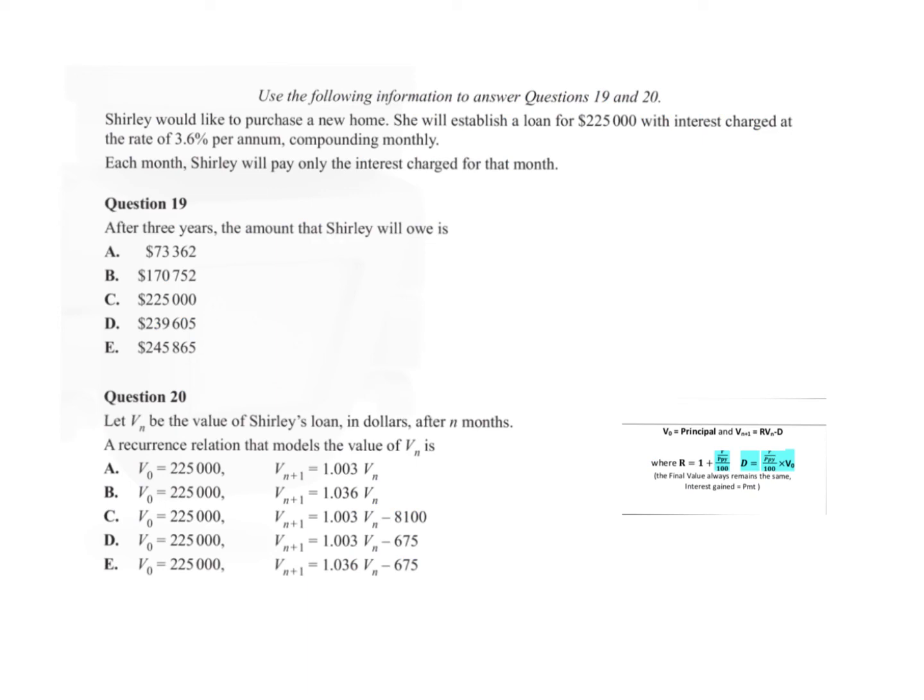Okay, so in this one, this is from the exam. So Shirley would like to purchase a new home. She establishes a loan for 225,000. So there's my PV, with an interest charged at 3.6. So you can either put the I or the R per annum. Compounding monthly, so PPY is 12. I just like to add those things in.